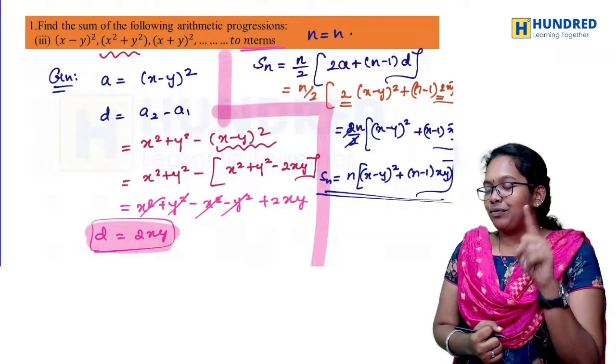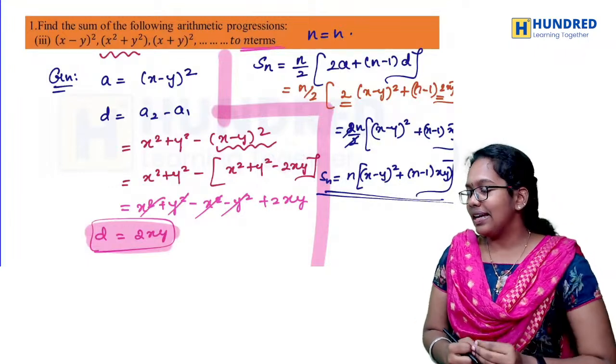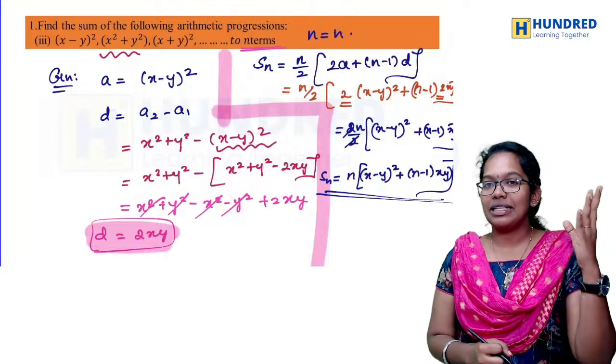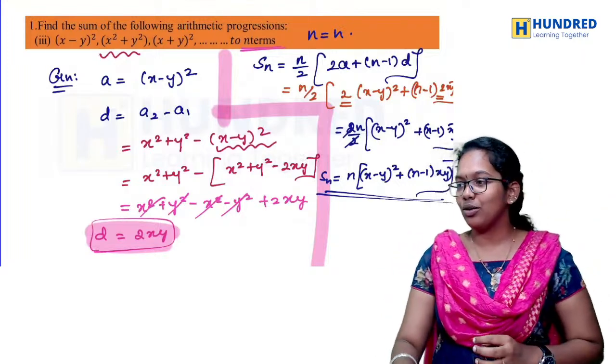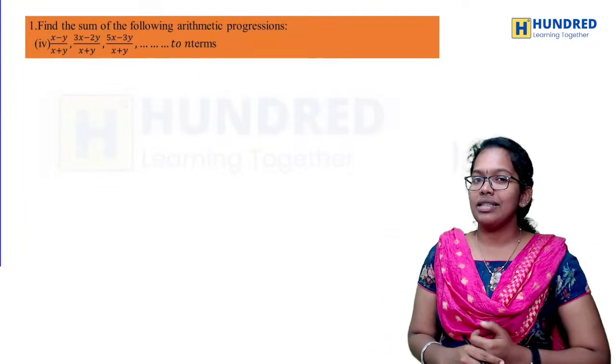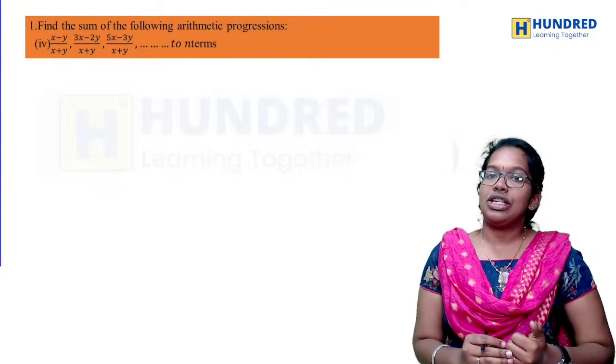So there is only one formula if they give you a, d value and all, and that formula is Sn = n/2 (2a + (n − 1)d). That's it. Okay. So now let's move on to the next, fourth question. This fourth question is also going to be solved by the same procedure.